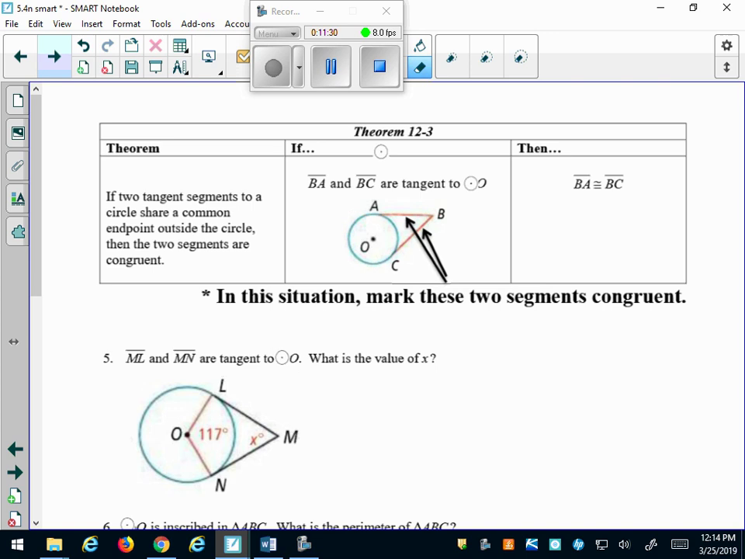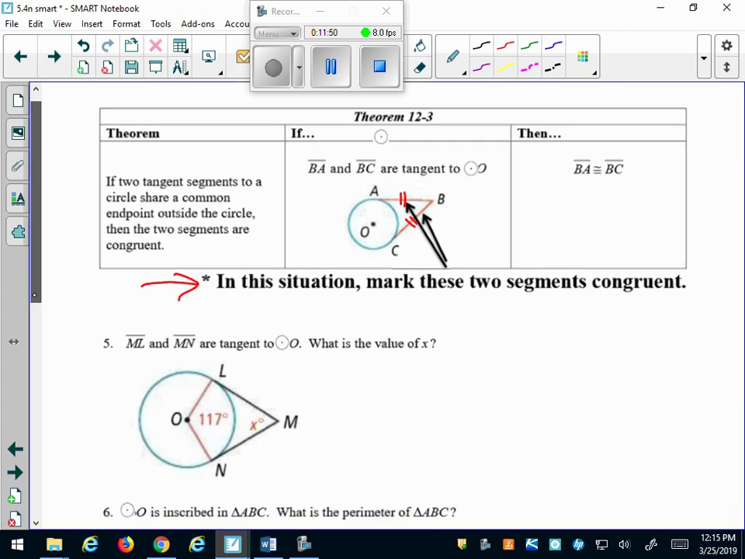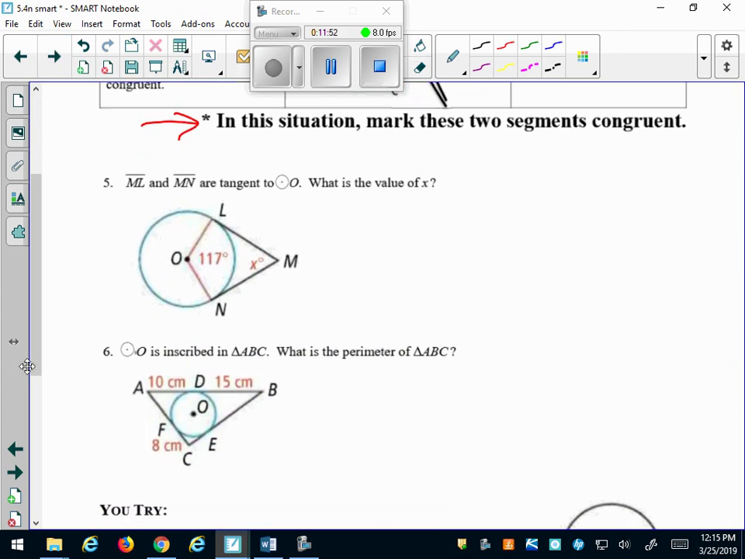So, like I said, what does that mean we do? In this situation, mark these two segments congruent. Boom and boom. Always. Right? If there's a point outside the circle and two tangents drawn, then those two segments are congruent. Okay, so this actually uses the first theorem.